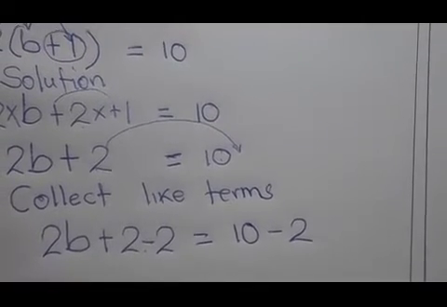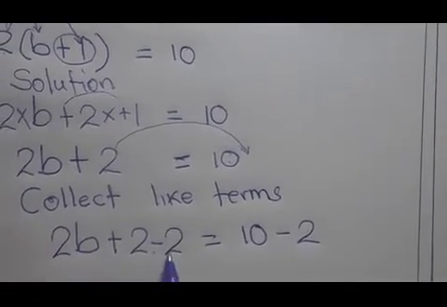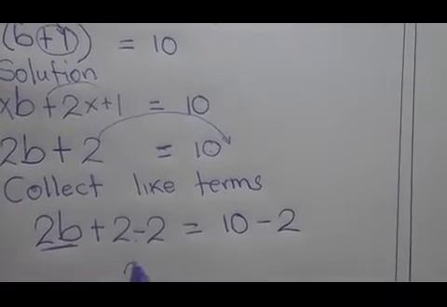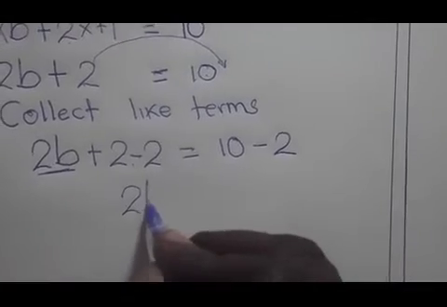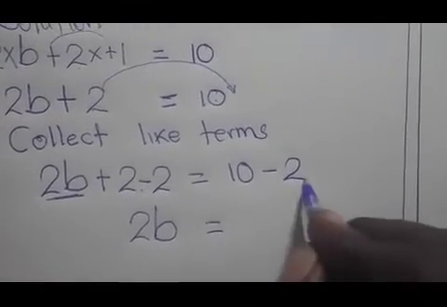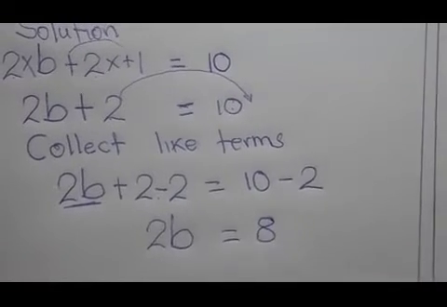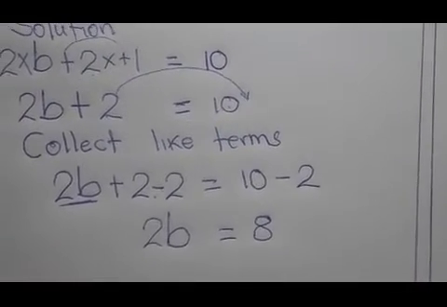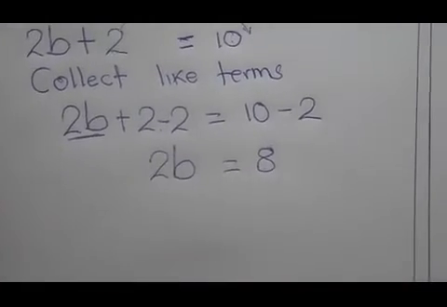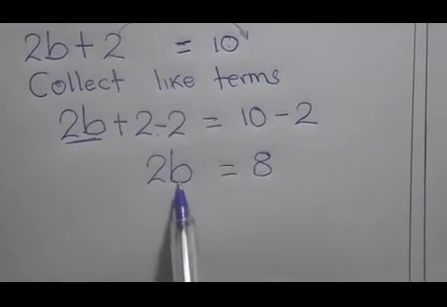So here we remain with, when we subtract 2 minus 2, 0. So we remain with this term only on the left-hand side. So we have 2b on the left equals, the difference here is 8. Now when we reach here, this is 2b and this is 8. Remember they told us to solve for the unknown. We must leave b alone.